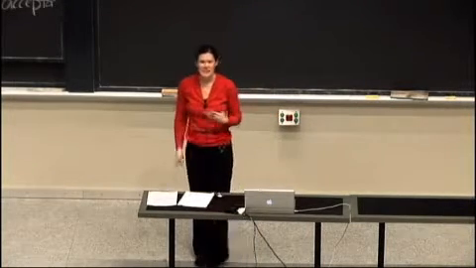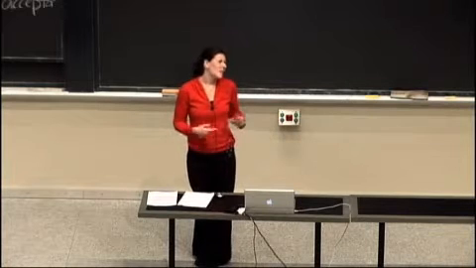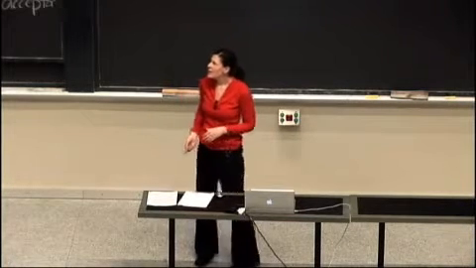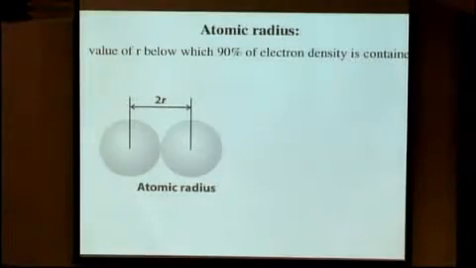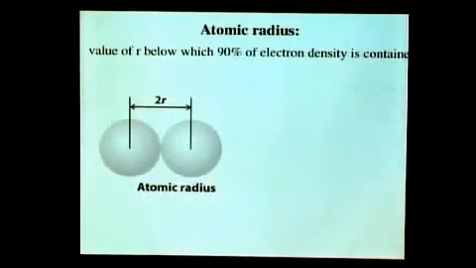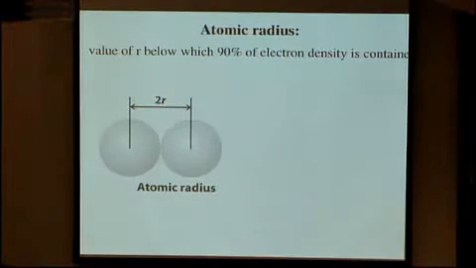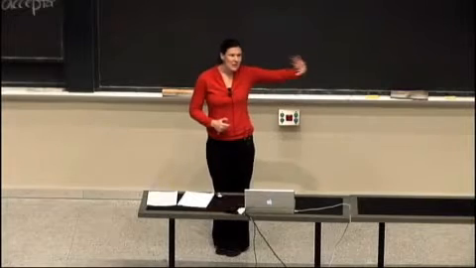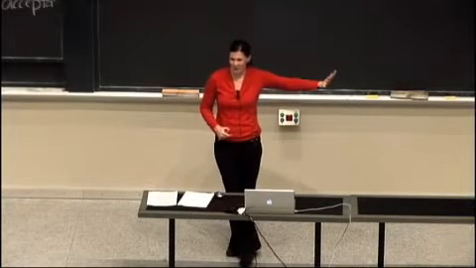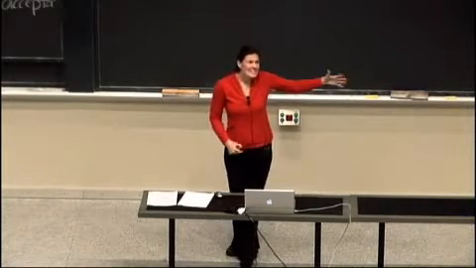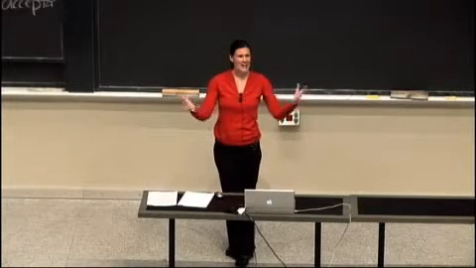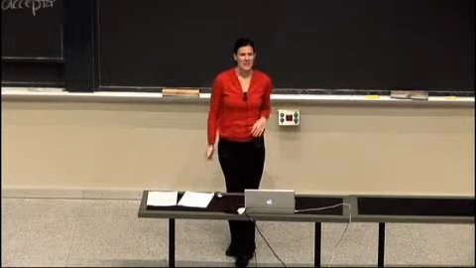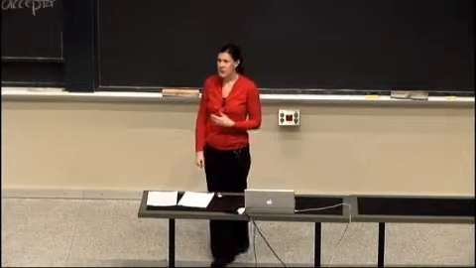Instead, what people have done is come up with different ways to think about how they can define a radius. One common way is to think about the value of r, or the radius, below which 90% of the electron density is going to be contained. We're not saying it's all the electron density, just 90%, because as we go to infinity, even though the density gets smaller and smaller, we still have electron density very far away from the nucleus. So let's just capture 90% of that electron density. That's one way to think about it.